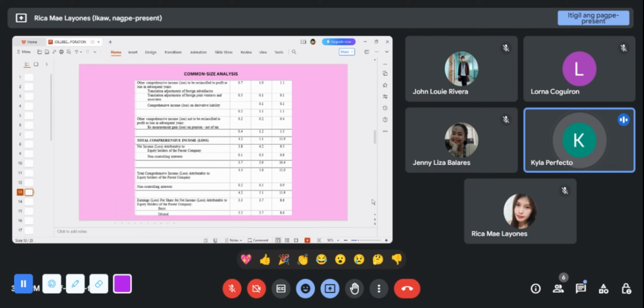Income and comprehensive income. Income before income tax has fluctuated, with a significant decrease in 2021, followed by a recovery in 2022. Net income has also varied, with the lowest point in 2021 and a rebound in 2022. The total comprehensive income has followed a similar trend. In earnings per share, basic and diluted earnings per share have fluctuated in line with changes in net income.